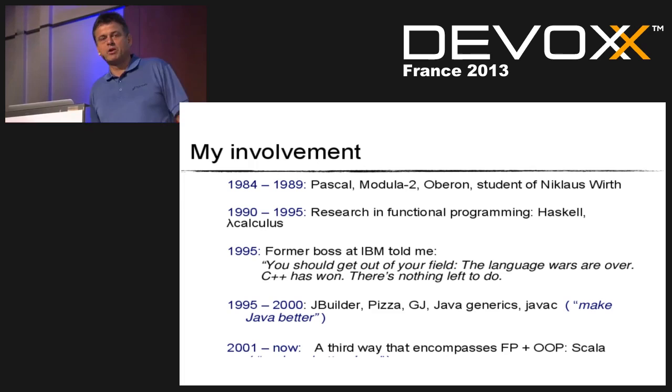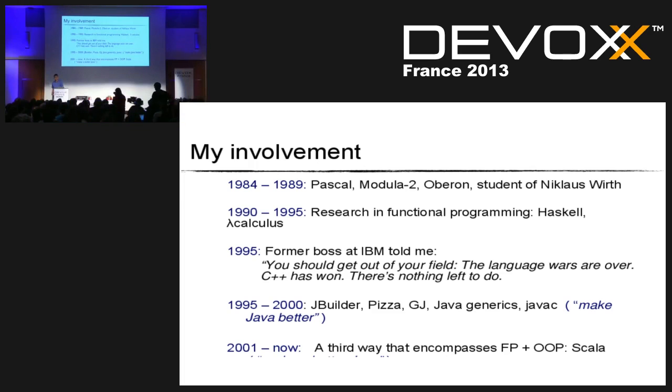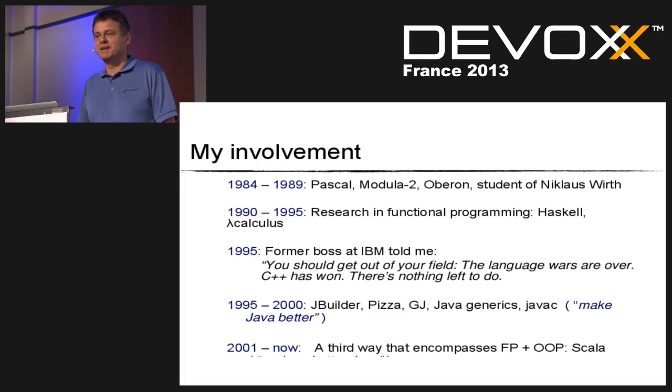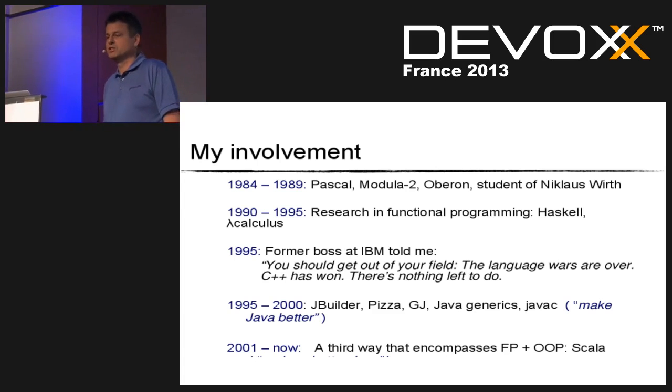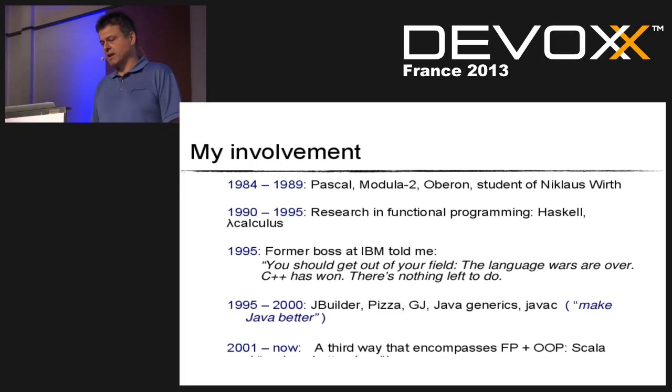So my personal involvement also goes back pretty prehistoric. The first thing I did was write a Pascal compiler on an Osborne 1 computer, an 8-bit CP/M Z80 computer, in the early 80s, and then I became a PhD student of Niklaus Wirth in Zurich. I worked on Modula-2 and Oberon. That was a transition from procedural to object-oriented. Oberon was an object-oriented language, Modula-2 no. Then I actually fell in love with functional programming. I did a lot of research. I worked a little bit on early Haskell, on lambda calculus.